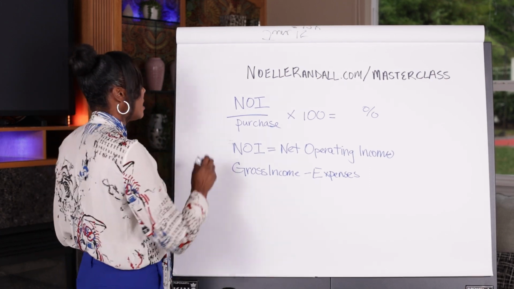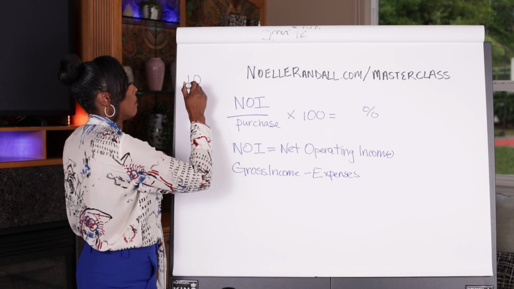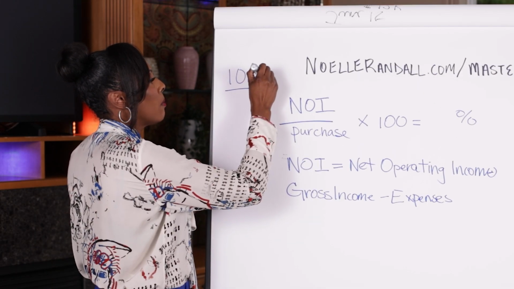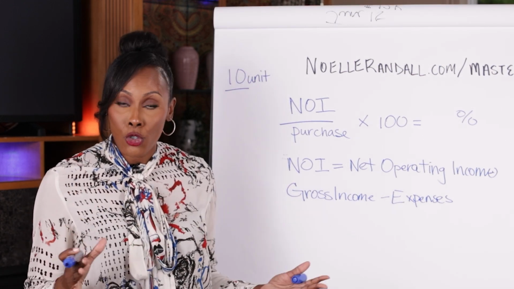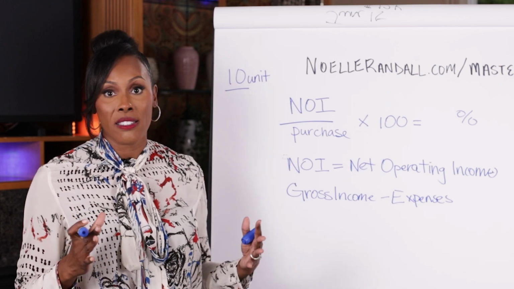So let's just use an example and say you had a 10-unit apartment building, okay? You had a 10-unit apartment building because, again, this is very popular for small apartments and commercial properties and commercial real estate and things like that.